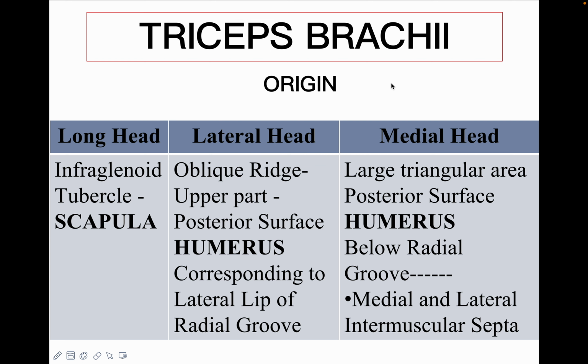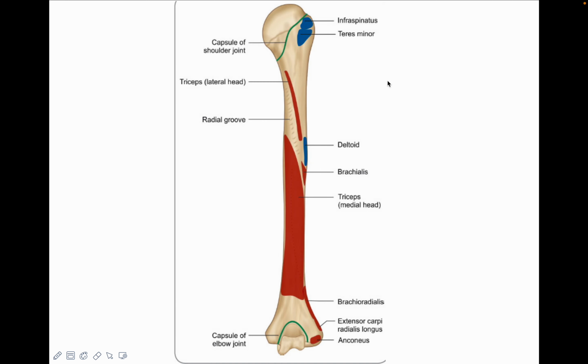Apart from the long head, this triceps also has a lateral head and a medial head. The lateral and medial heads are related to the radial groove present on the posterior surface of the humerus, because the radial nerve passes through that groove, so it is named the radial groove. You can see in this figure that this is the radial groove, and the area lateral to this groove gives origin to the lateral head of the triceps, and the large triangular area that is medial to this radial groove gives origin to the medial head.